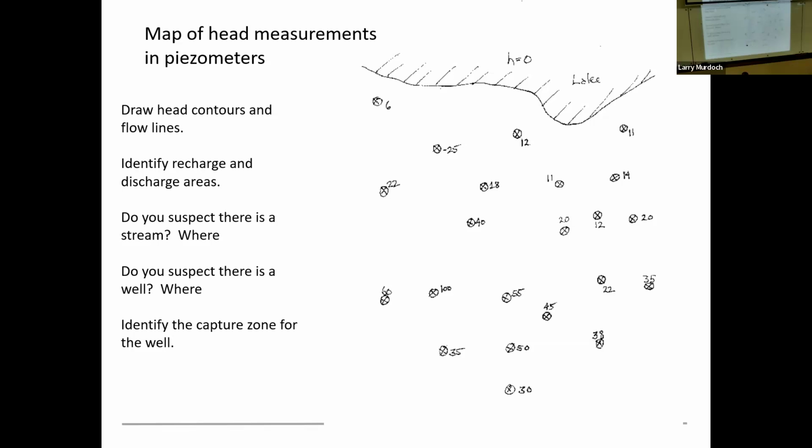So go ahead and do this, draw in the head contours, flow lines, identify some recharge areas, discharge. Where is there a stream? Where is there a well? And then the capture zones for the well. The capture zone is the region where recharge into the aquifer would go to the well.